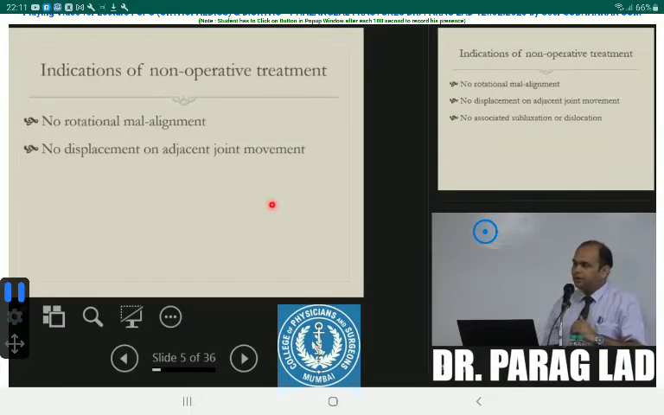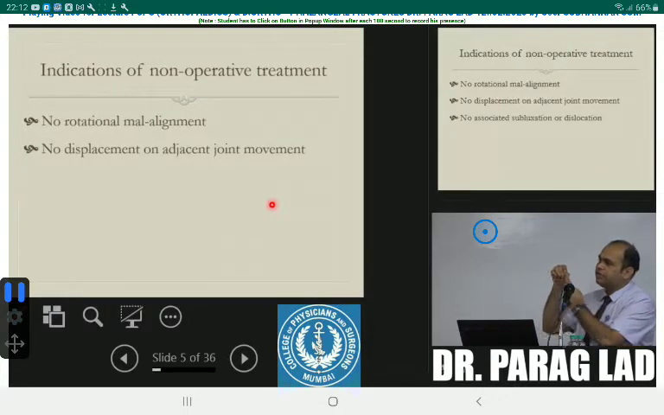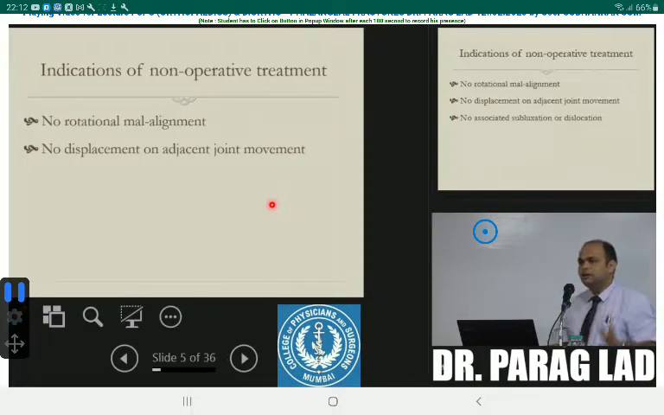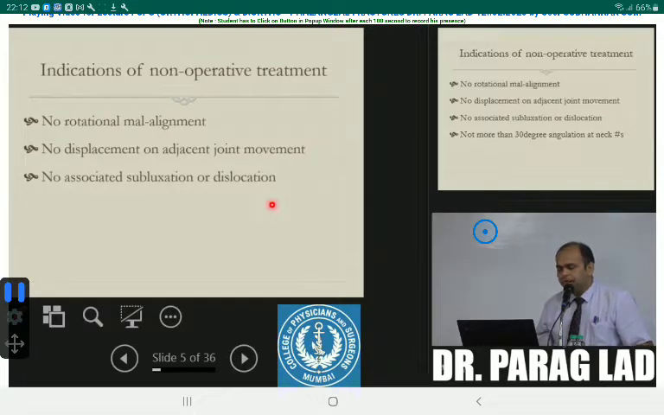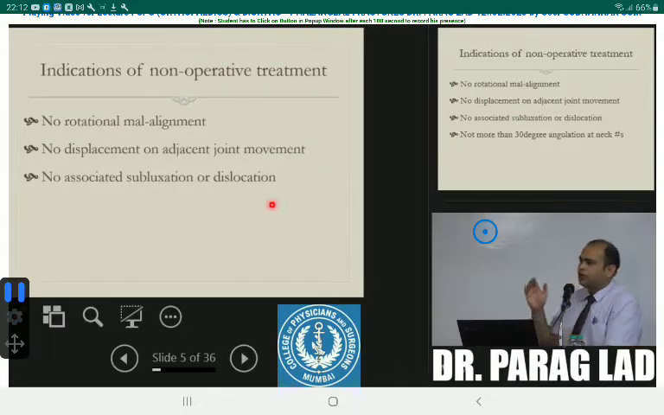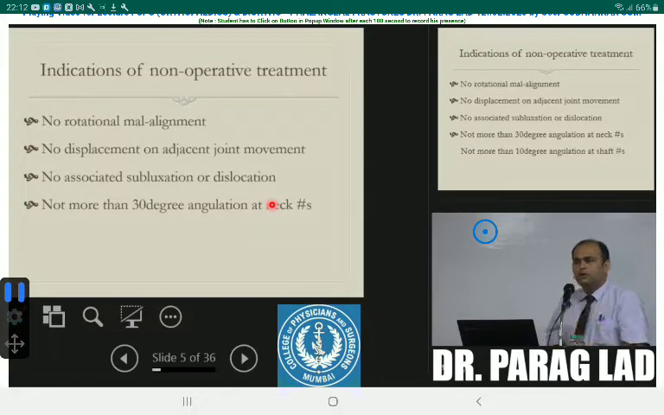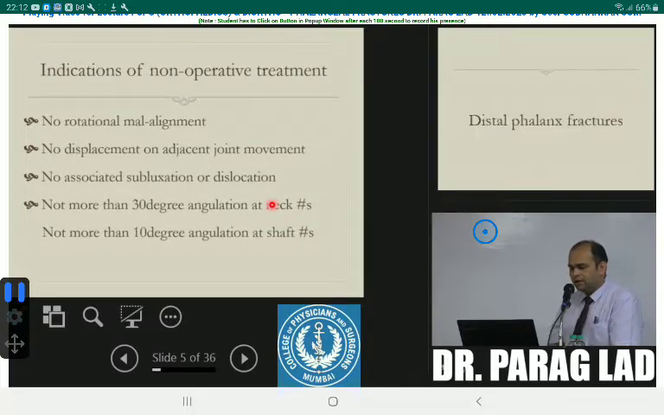And then displacement on adjacent joint movement. If the fracture is there, then under a check you ask the patient to move the finger. If the fracture is not moving, then you can treat them in buddy strapping or a slab. If the associated joint is not dislocated or subluxated, then you can treat this fracture without surgery. And not more than 30-degree angulation. I will show you that in an example. And not more than 10-degree angulation. We don't accept more than 10-degree angulation at the shaft fracture and 30-degree at the neck fracture.